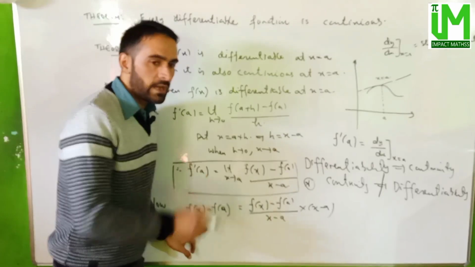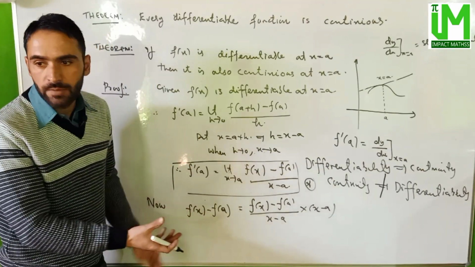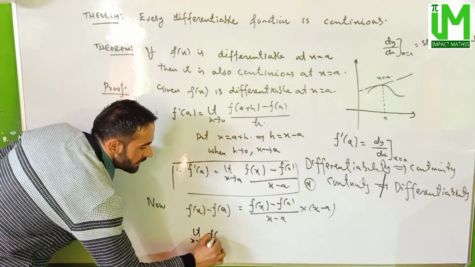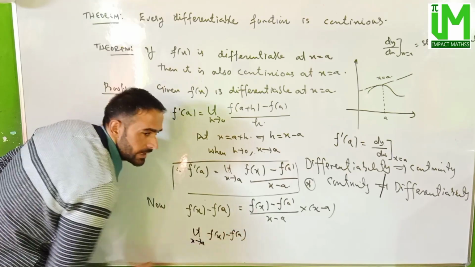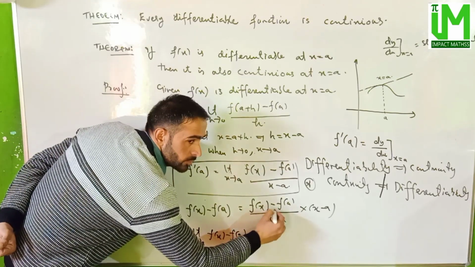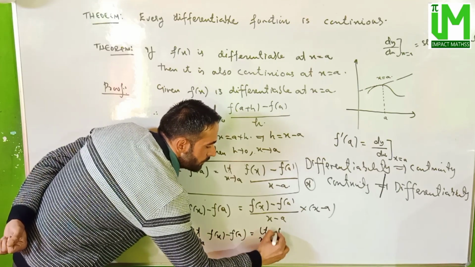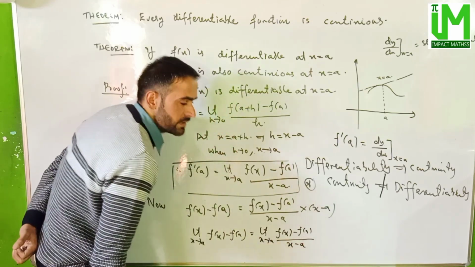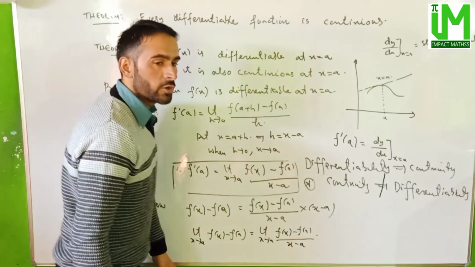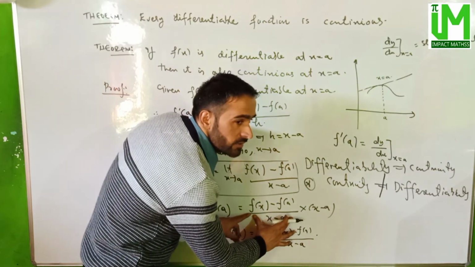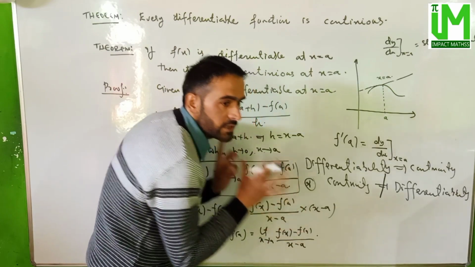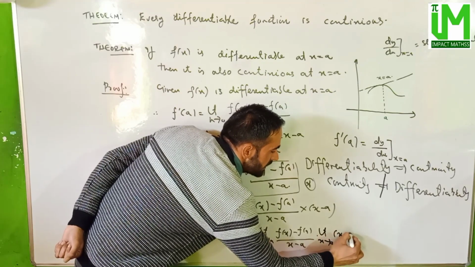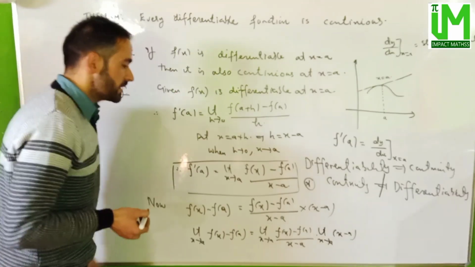Taking limits on both sides, it will be limit x tends to a of f of x minus f of a is equal to limit x tends to a of f of x minus f of a divided by x minus a into x minus a. Since we know the limit of a product is the product of the limits, we distribute the limit separately: limit x tends to a of x minus a.